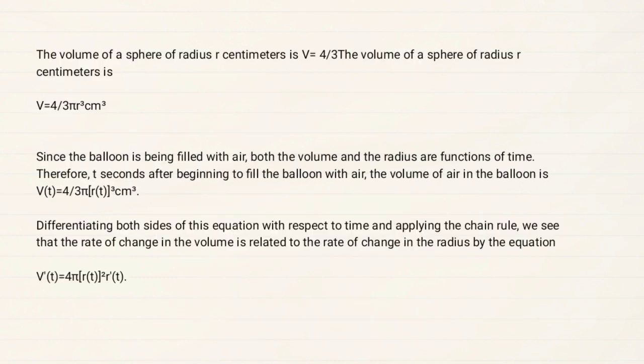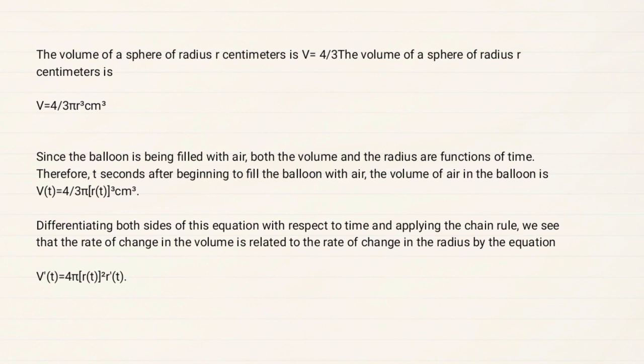The volume of a sphere of radius r centimeters is V equals 4 over 3 pi r cubed centimeters cubed. Since the balloon is being filled with air, both the volume and the radius are functions of time. Therefore, t seconds after beginning to fill the balloon with air, the volume of air in the balloon is V(t) equals 4 over 3 pi [r(t)] cubed centimeters cubed.